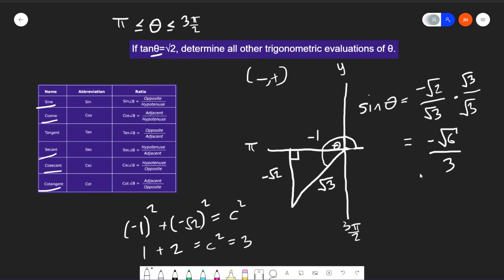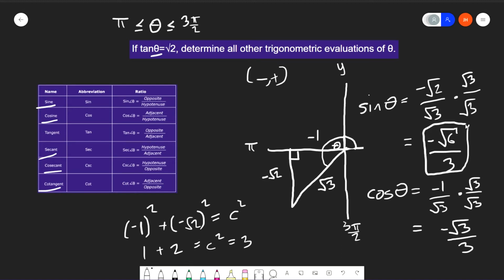What about cosine? Cosine of the angle is equal to the adjacent over the hypotenuse, negative 1 divided by the square root of 3. So once again, I need to rationalize my denominator here. So I end up with root 3 divided by root 3, multiplying it. And so my cosine is equal to negative 1 times the square root of 3 is negative square root of 3 over root 3 times root 3, which is 3. So that's my sine and my cosine.